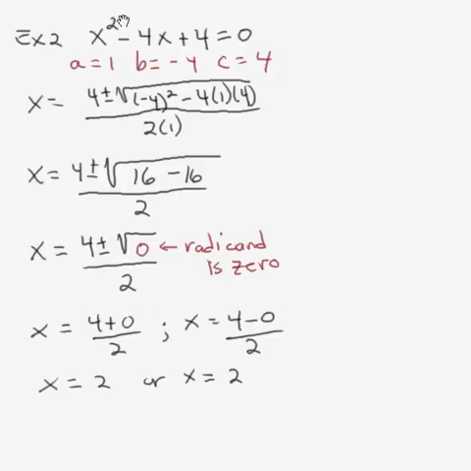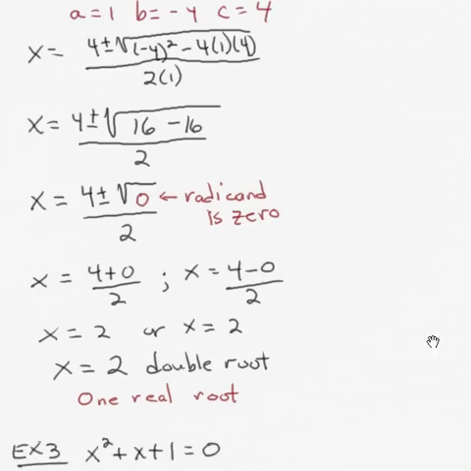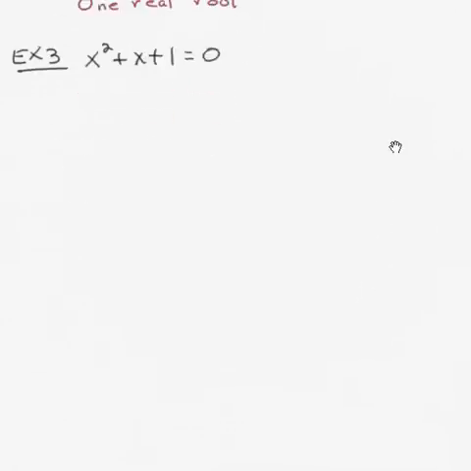And so for our two solutions, two roots that we're looking for, according to the fundamental theorem of algebra, we have a double root. So in this case, we have one real root, but notice that it's the root x equals 2, and it's a double root. Can we predict when that happens? Yes. When the radicand turns out to be 0, we're going to look for one real root. That's a double root.